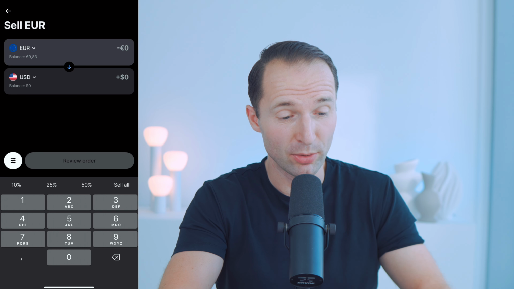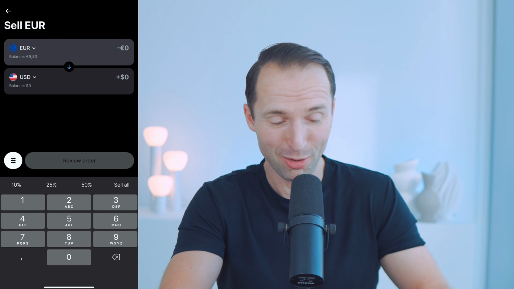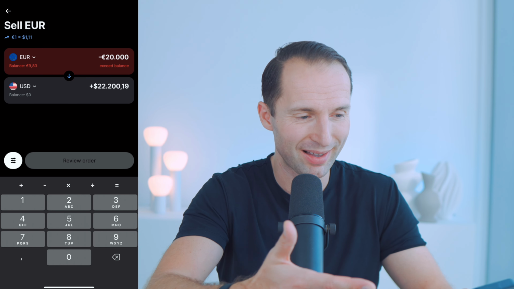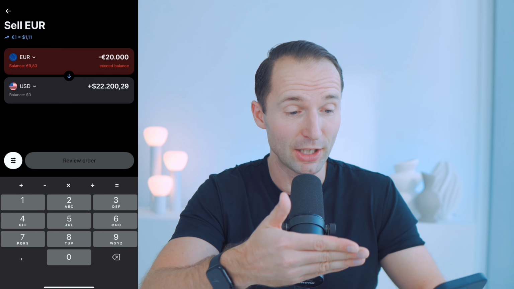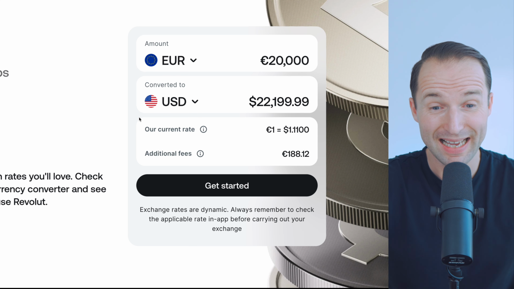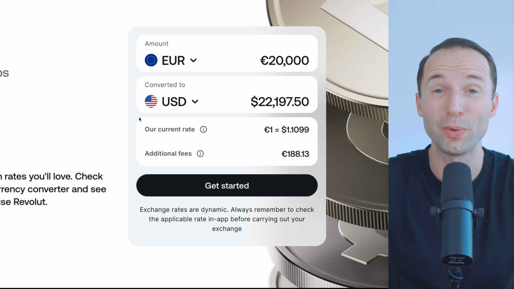However, if I go over to my Revolut app, I can show you if I was to exchange the same, I would actually get more money. So let me show you how it works. I'll put 20,000 euros over here. Right now, I don't have 20,000 euros sitting over here, but theoretically, it shows me the number I'll be getting, which is 22,200, which is pretty much exactly the same that they're showing me over here. However, the difference is, you see, there are no fees, while on the website, we do have fees.